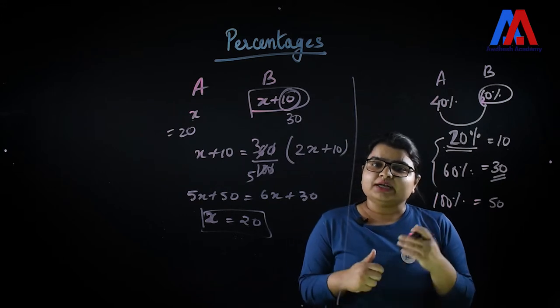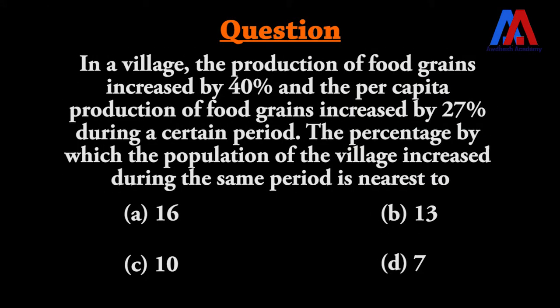Now let's move on to our next question. In a village, the production of food grains increased by 40% and the per capita production of food grains increased by 27% during a certain period. The percentage by which the population of the village increased during the same period is nearest to 16, 13, 10, 7.